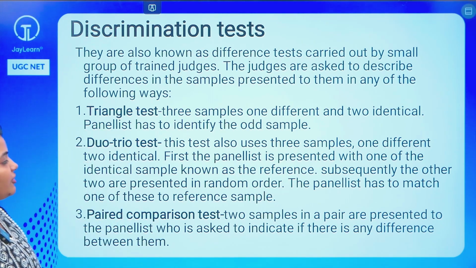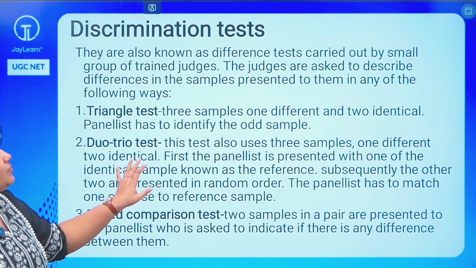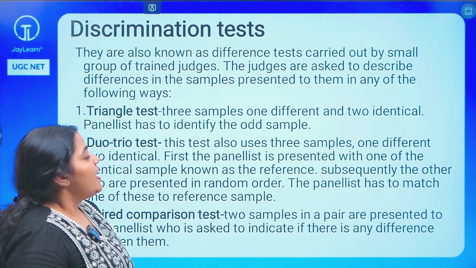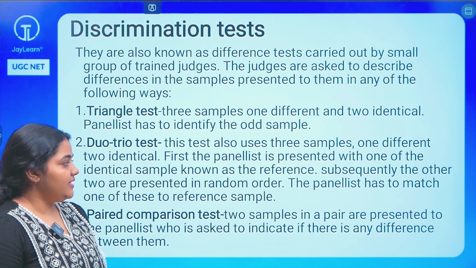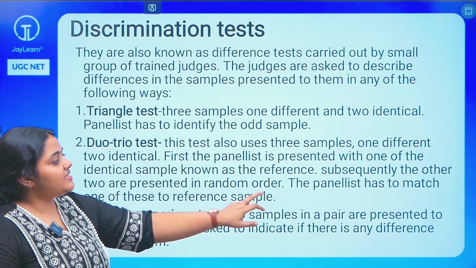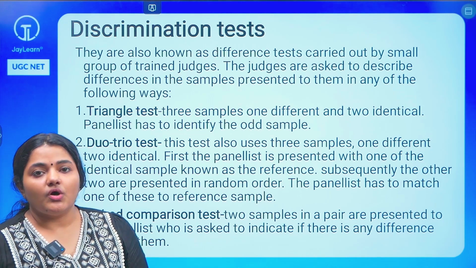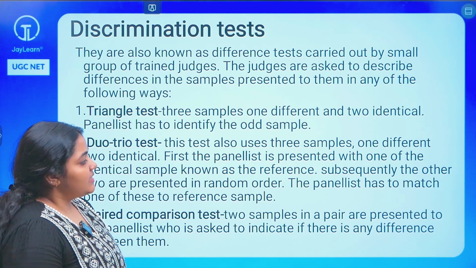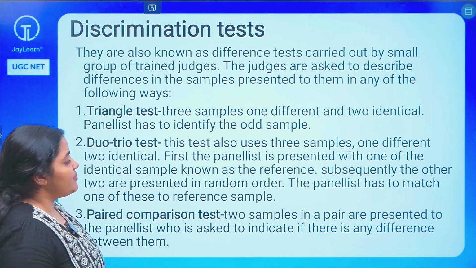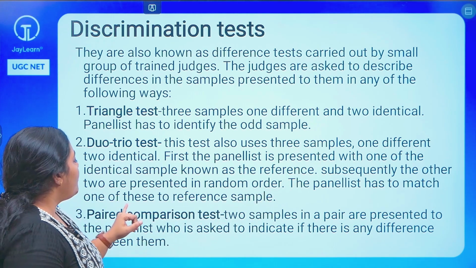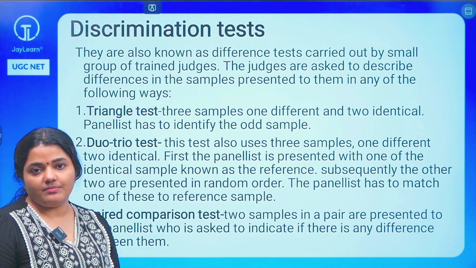So such kind of assessment is known as duo-trio test. This test also uses 3 samples, 1 different and 2 identical. First, the panelist is presented with one of the identical samples, which is known as the reference one. Subsequently, the other 2 are presented in random order. The panelist has to match one of these to the reference sample.